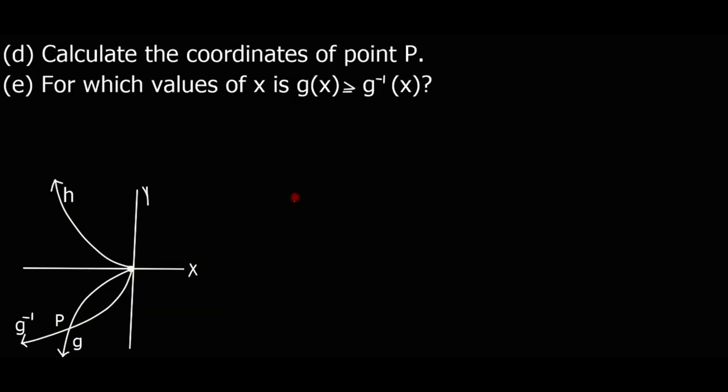Part D, calculate the coordinates of point P. This is point P, and you can notice that it is the point of intersection. You can see that our inverse intersects with our graph of G. So when we want the point of intersection, we always equate the equations. So I would take this inverse and equate it with this one of G. But I want to do it the easy way. Remember that for the inverse, the line of symmetry, the line y equal to x, always passes through the point of intersection. So instead of equating this inverse with this one of g, I equate this one of g with y equal to x, because it also forms the point of intersection. So we can do it in this way.